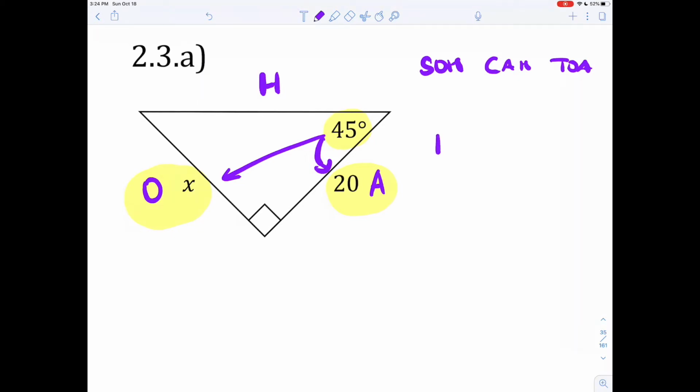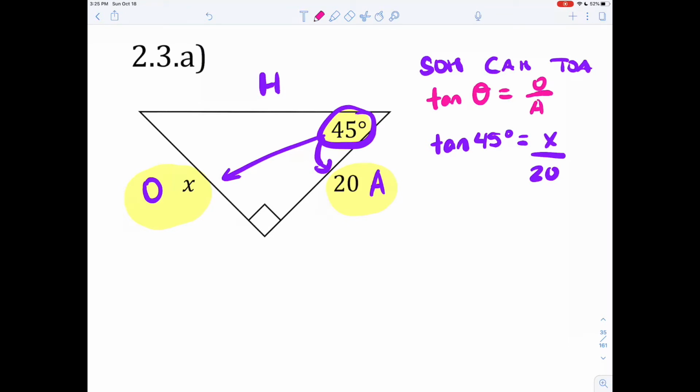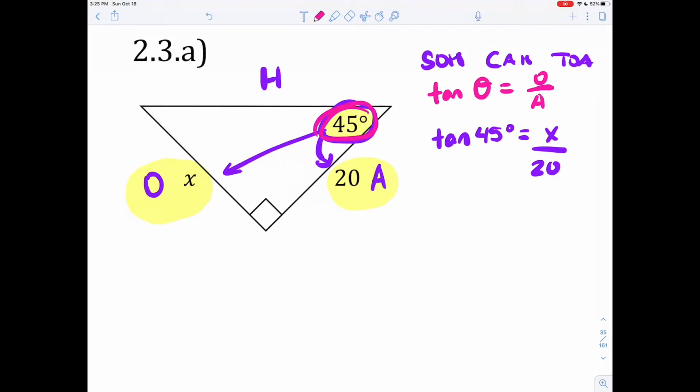Well, in this case, I have my tan. Note that it's not of theta anymore because I actually know what that angle is. So I have tan of 45 degrees is equal to my opposite, which is my x, over my adjacent, which is 20. And if we're wondering where that came from, we have tan of the angle is my opposite over my adjacent. I just plugged in all of those values. So my angle in this case is my 45, my opposite is my x, my adjacent is my 20.